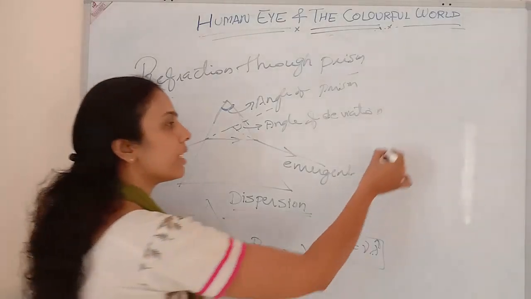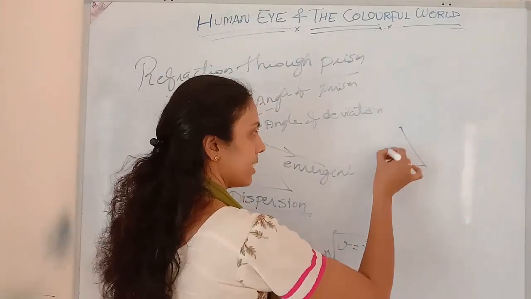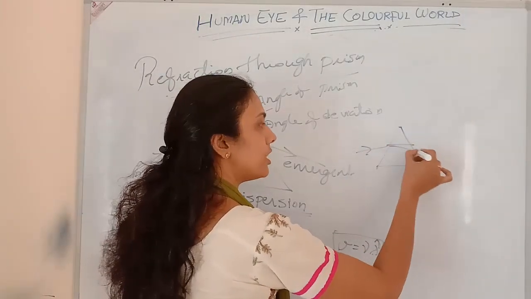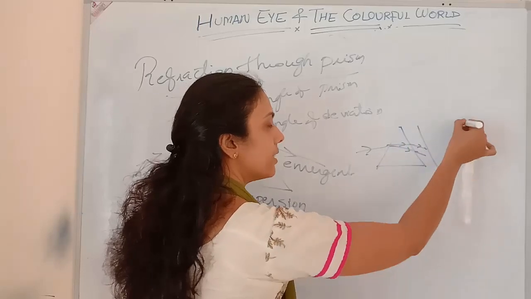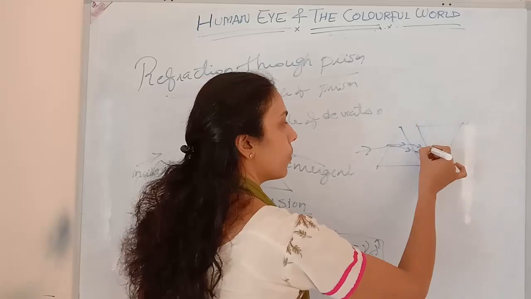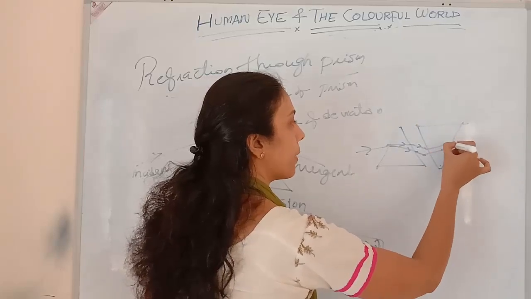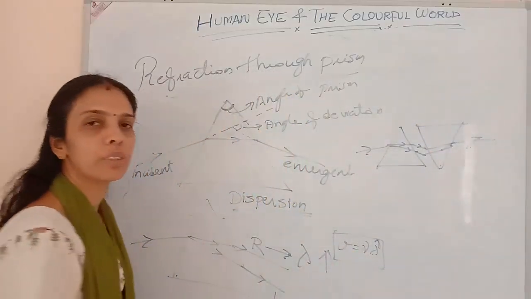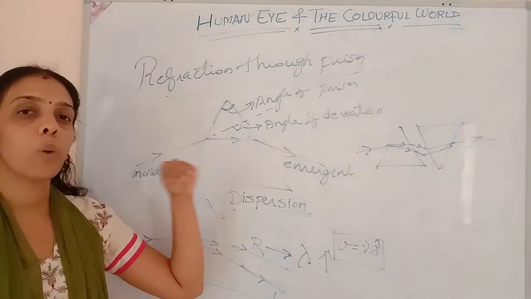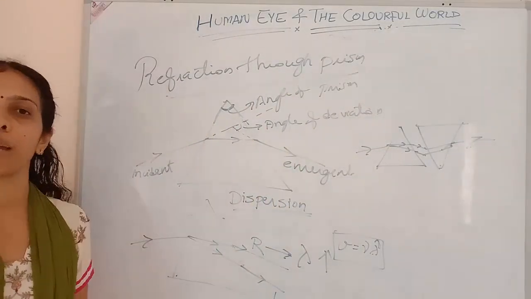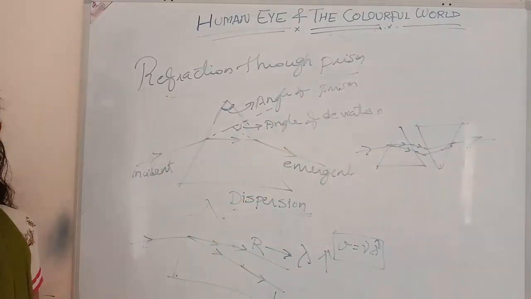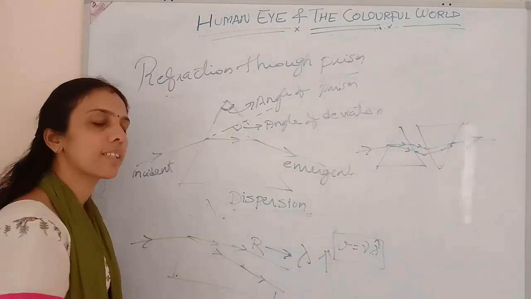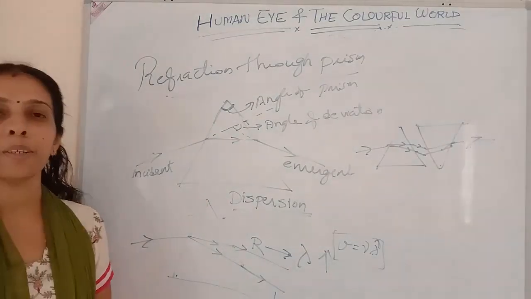Okay, so if we use a prism like this, what will happen? It will split into its constituent colors, isn't it? And if I use another prism in this manner, what will happen? It will again combine into white light. So if I use two prisms, I will get white light back. Okay, so this is about refraction through a prism.